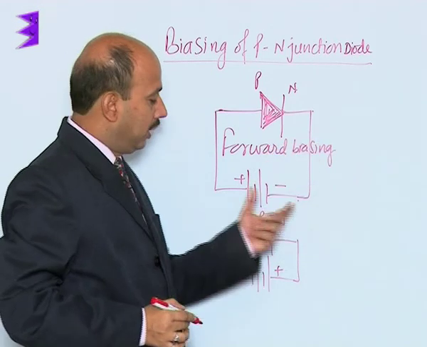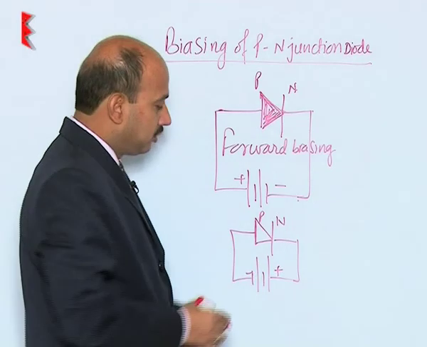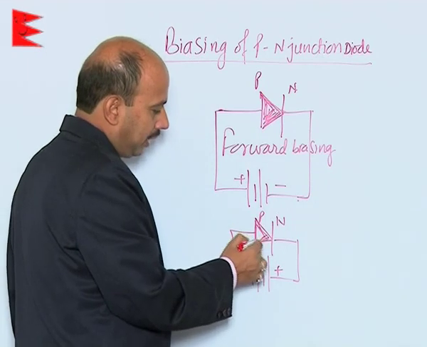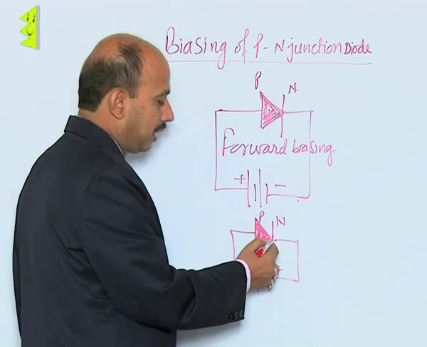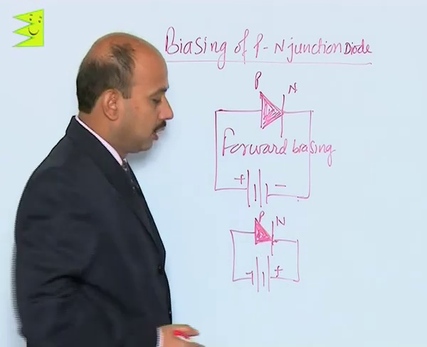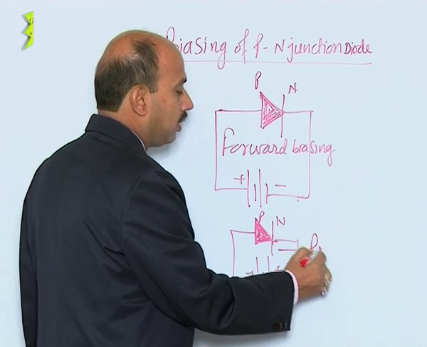Now if you take this symbol here, this connection here, the P side is connected to the negative terminal of the battery and the N side is connected to the positive terminal of the battery. This is known as reverse biasing.